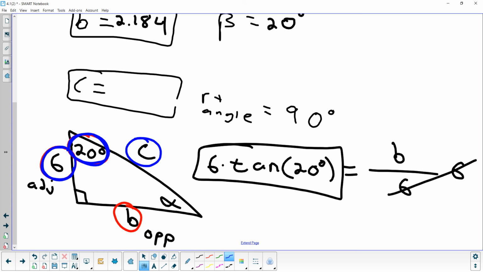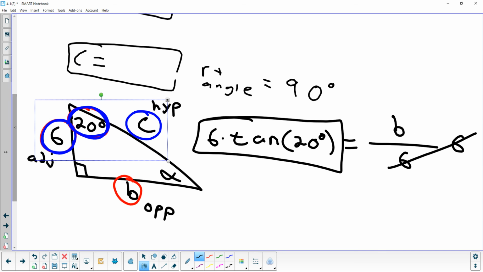We're using adjacent again, but Colby, what other side, besides C, what side is that? Hypotenuse. And Lacey, what trig function has adjacent and hypotenuse in it? Cosine. Right. I'm using adjacent because that's the side I know. I'm using hypotenuse because that's the side I'm trying to find. I'm not doing anything with opposite on this one. So, cosine.